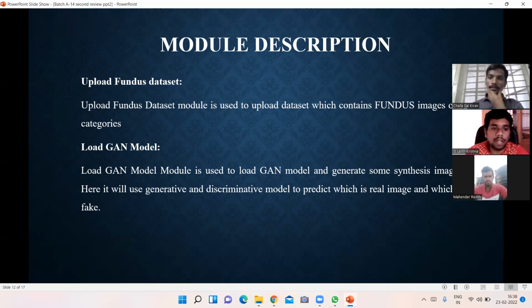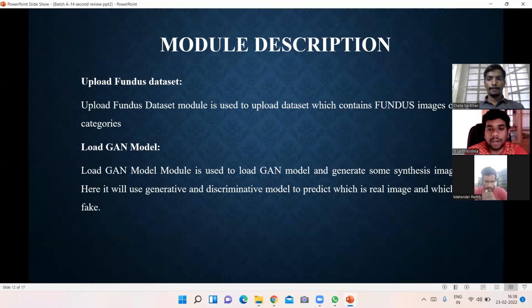Loading the GAN model. What is a GAN model? A GAN model can be defined as a generative adversarial network model, or in short GAN, an approach to generative modeling using deep learning methods such as convolutional neural networks. GANs are a clever way of training a generative model by framing the problem as supervised learning. We load the GAN model to generate some synthetic images. Here, it will use generative and discriminative models to predict which is real and which is fake.